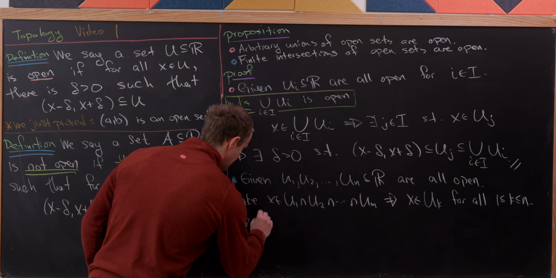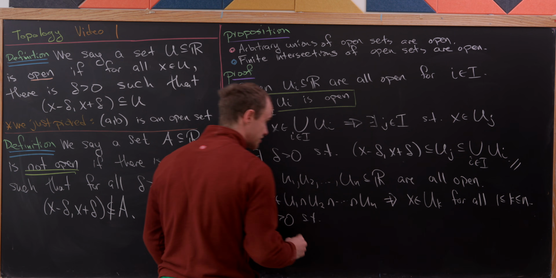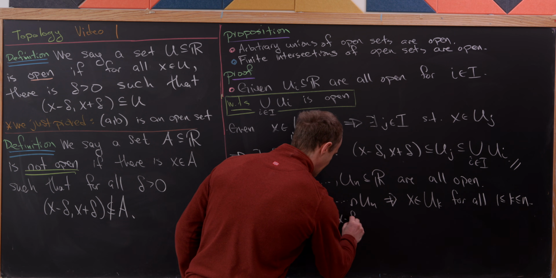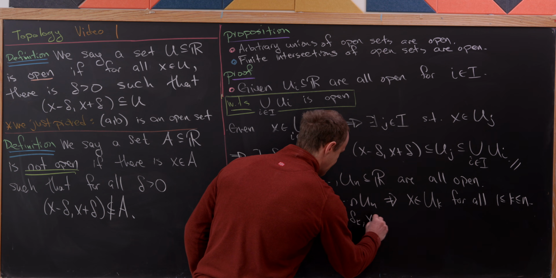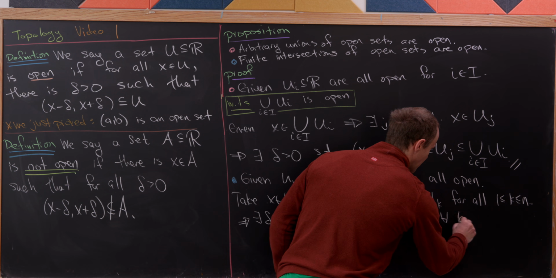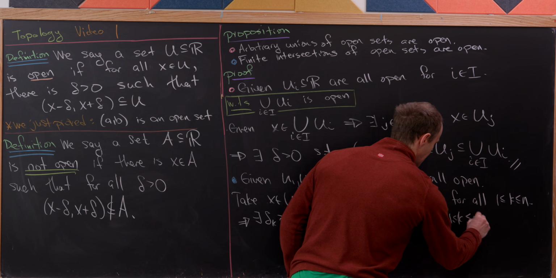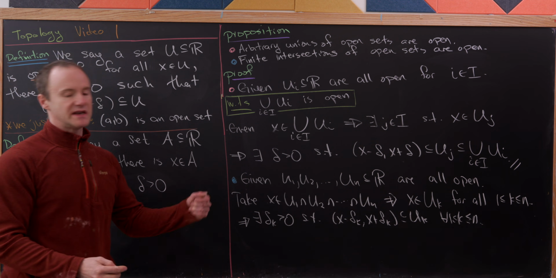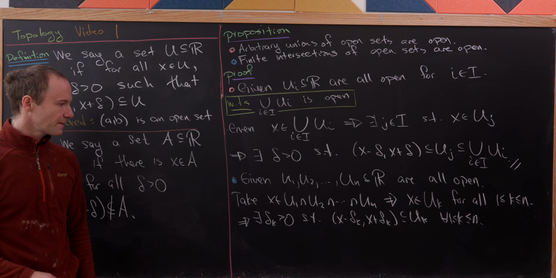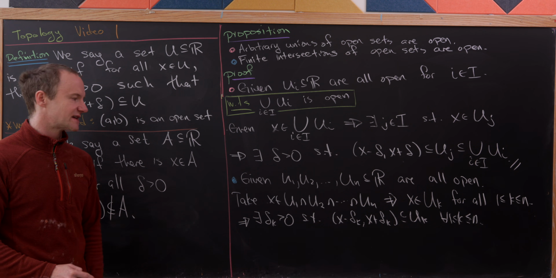So let's note that there exists a delta k bigger than 0 such that the interval from x minus delta k to x plus delta k is a subset of Uk for all k between 1 and n. And that's by the openness of Uk. And now what we'd like to do is squeeze an interval inside of all of these.